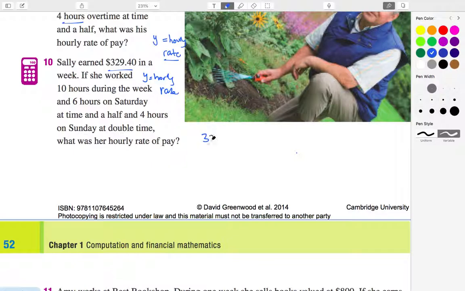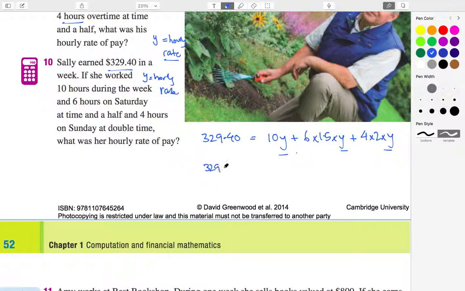So you have $329.40, okay? And that equals, so we have 10 hours during the week. So we have 10Y, which is the normal pay. And then you've got 6 hours at time and a half. So plus 6 times 1.5 times Y. And then we need to add 4 hours at double time. So you've got 4 times 2 times Y. Okay, because Y means, for all of these, hourly rate.